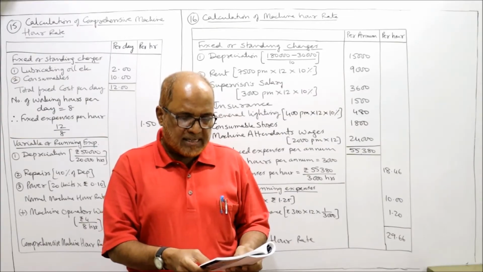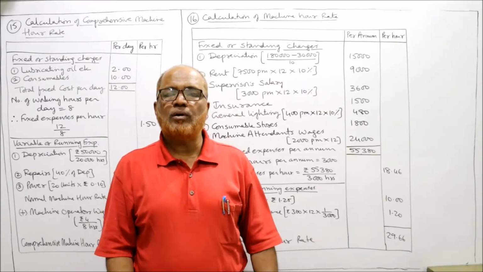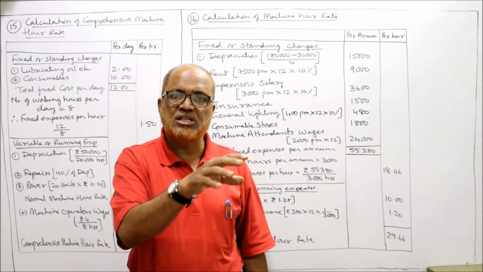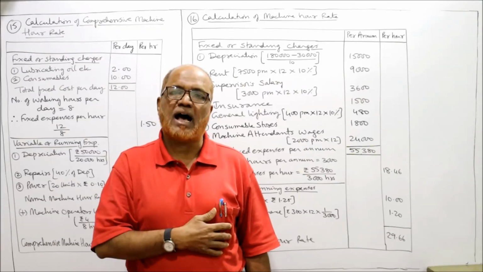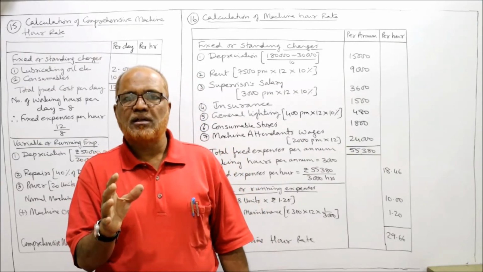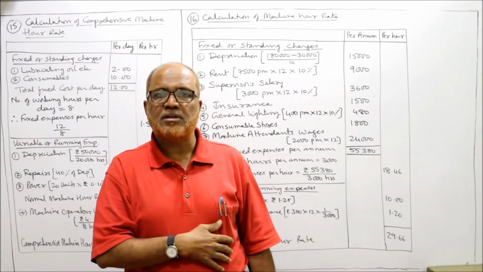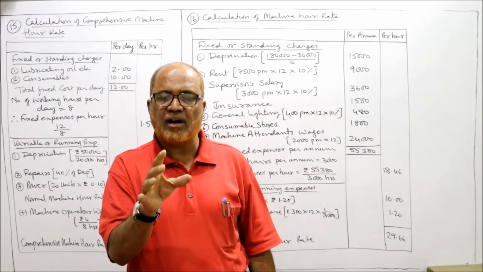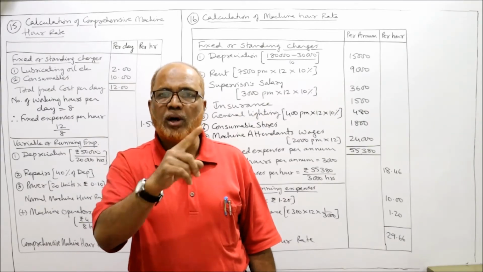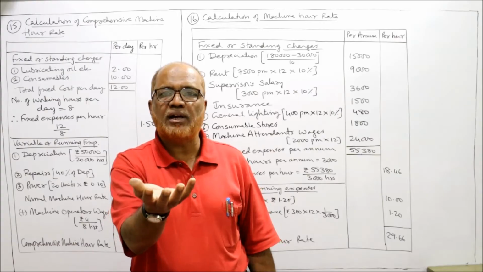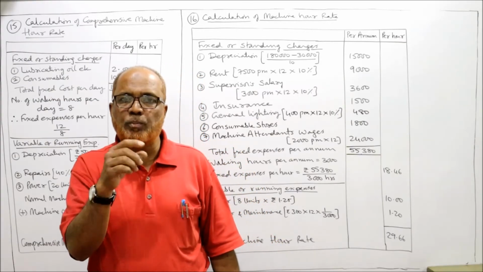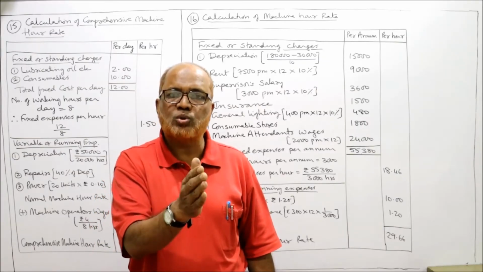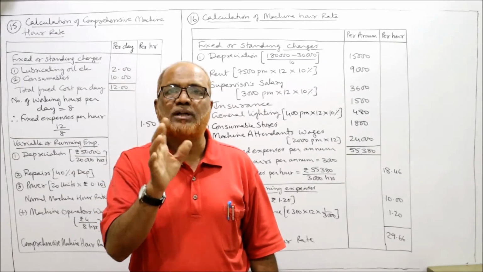Then supervisor's salary per month is 3,000. Now in the problem it is not mentioned how much time the supervisor is devoting on this machine. So here we make the assumption. The assumption is the supervisor is supervising the whole department, and the machine occupies only 10% of the department. So supervisor's salary also we will take only 10%. So 3,000 into 12 will get per annum into 10%.